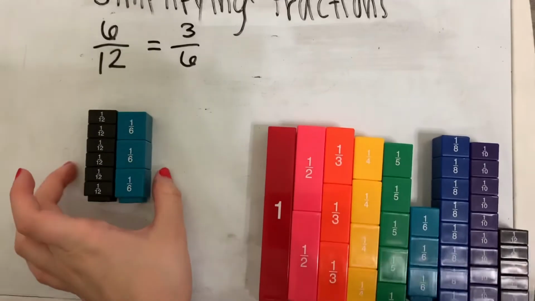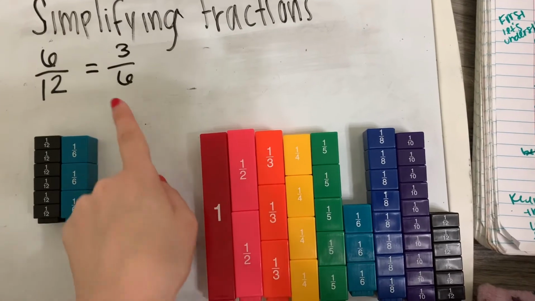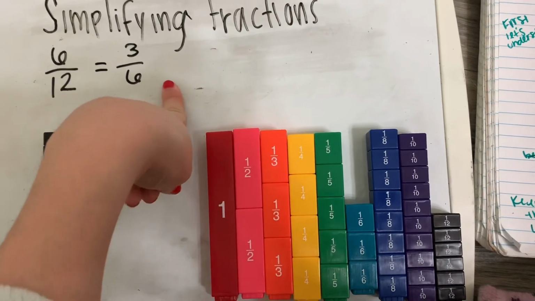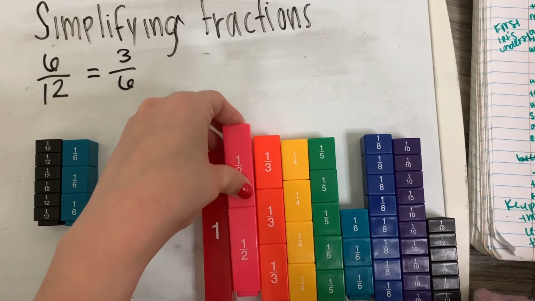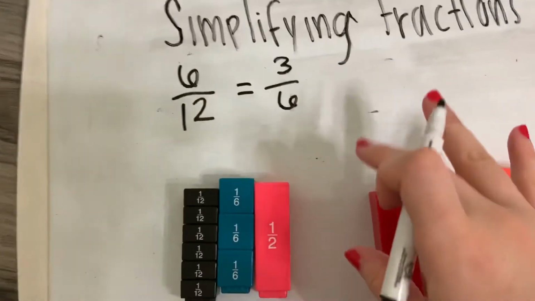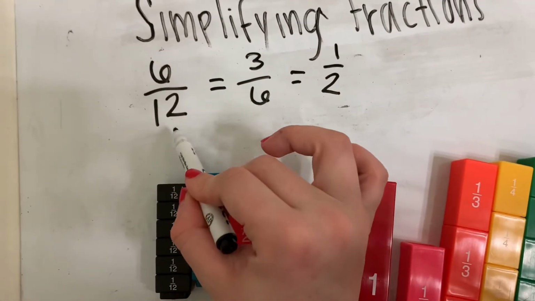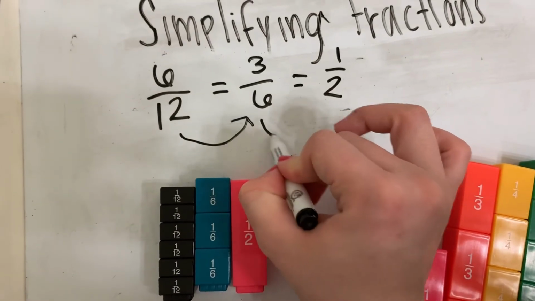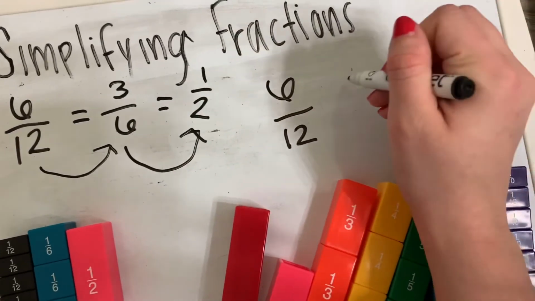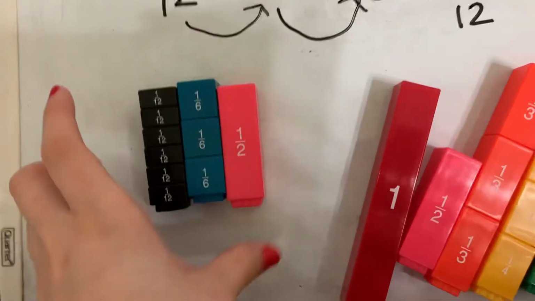So using that same logic again, let's take a look at our fraction models again. So we have 3/6 up here, and we know that if we divide both the numerator and the denominator by 3, we'll get 1/2. So therefore, 6/12 can be simplified into 3/6, but that can be simplified into 1/2. So therefore, the simplest form of 6/12 is 1/2. And we did this by looking at our fraction models.